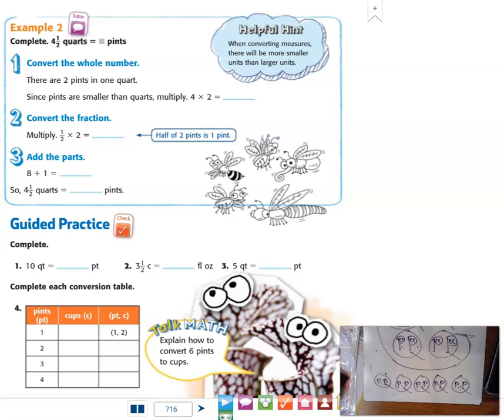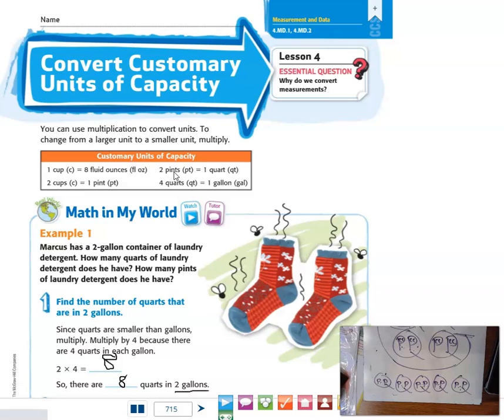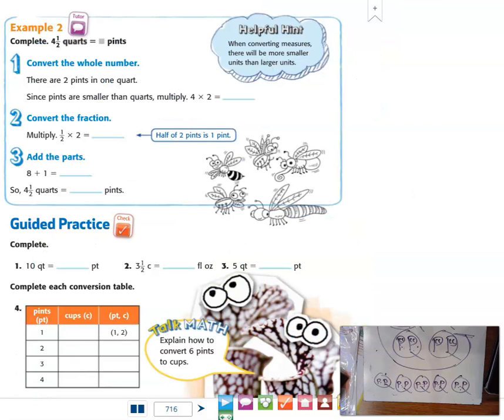1 pint is how many cups? I'm going to go back. 2 pints is 1 quart. 2 cups is 1 pint. So 1 pint is 2 cups. So my ordered pair is going to be 1, 2. If I have 2 pints, then I'm going to visualize 2 pints. That's like having the princesses and each one has 2 cats. So how many cups is that? 2, 4.